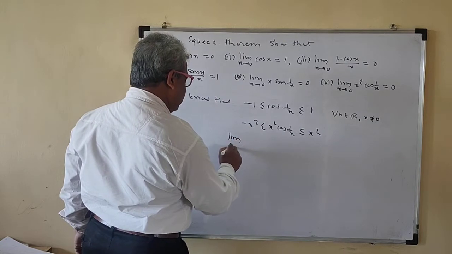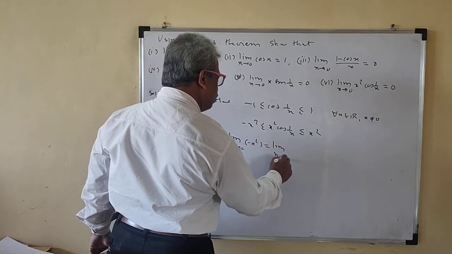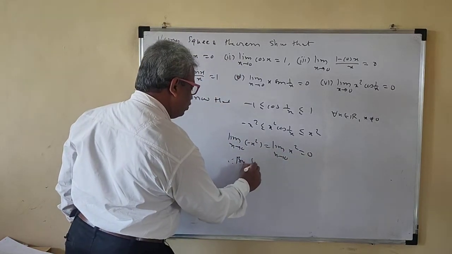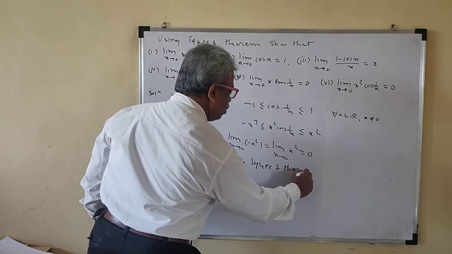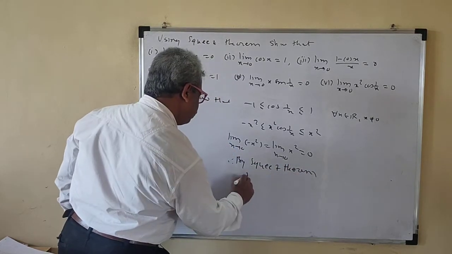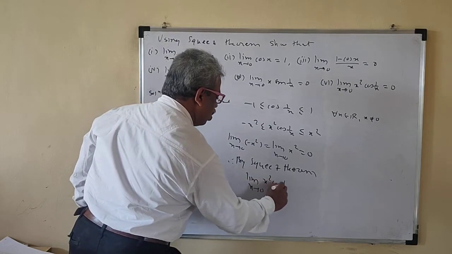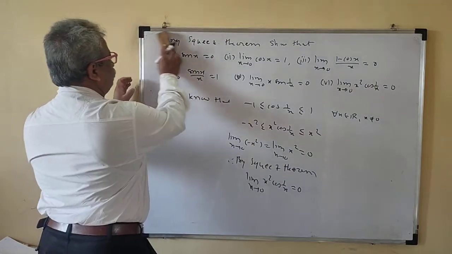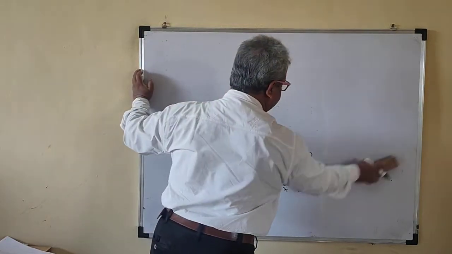Limit x tends to 0 of minus x square is the same as limit x tends to 0 of x square. Therefore, by the squeeze theorem, limit x tends to 0, x square cos of 1 by x is 0. Okay. So these are very simple problems on the squeeze theorem.